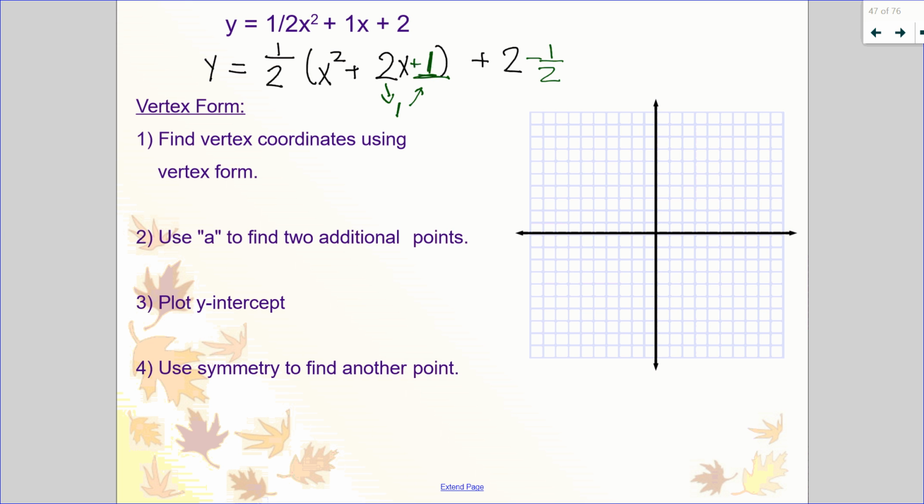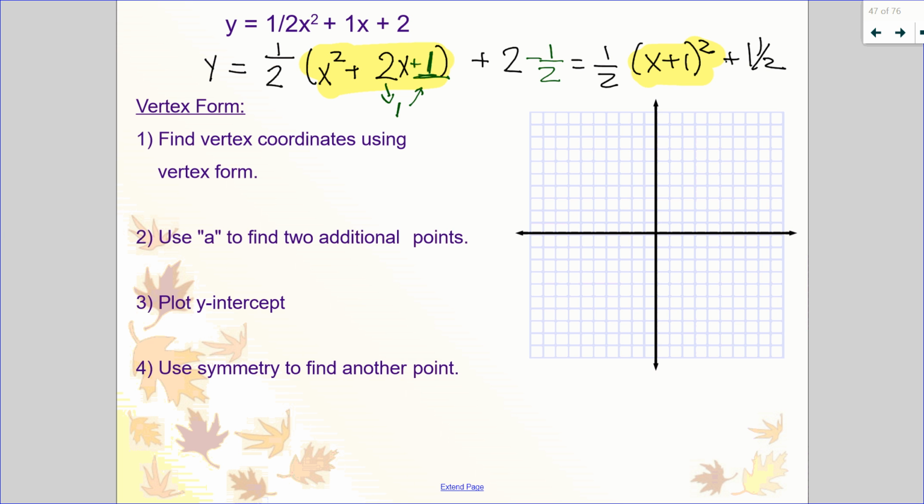So when I go to rewrite, it is 1/2 times x plus 1 squared plus 1 and 1/2. So this part is the factorization of x squared plus 2x plus 1, and then all I did is subtract 2 from a 1/2, and I got 1 and 1/2. Now, is that vertex form? Does that look like it? I'll write it here. It's y equals a times x minus h squared plus k. Does that look like it?